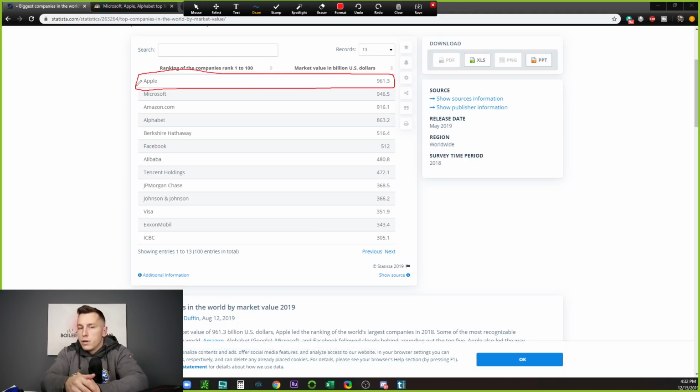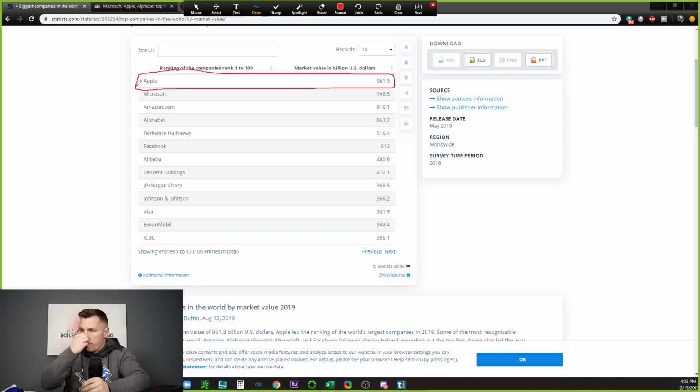Now, for those of you that don't know, basically what that means is Apple plays an extremely big role, or is an extremely big participant in the market. Apple has some of the biggest sway or control in the market, shall we say.